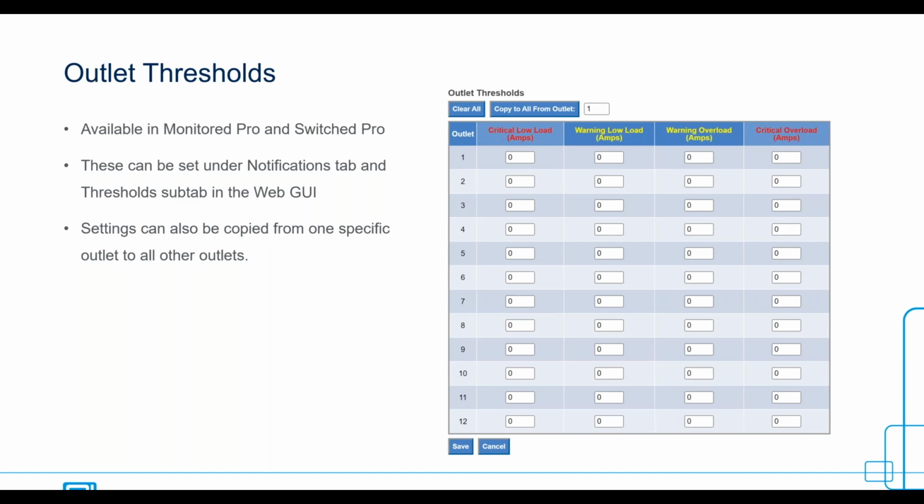So outlet thresholds, if they are available in your eConnect unit, and this will be available in Monitor Pro and Switch Pro, will be available, if you're going to the web GUI, under the Notifications tab and the Threshold subtab, and you can change all of the values if needed and save them. Another interesting part of this feature is that they can be copied. Any settings can be copied from one specific outlet to all other outlets.